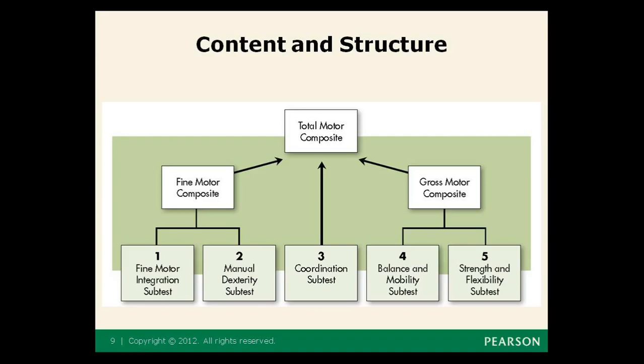So for subtest 1, fine motor integration, there are 7 items, and the items in this test require precise control of finger and hand movements, and they must be integrated with visual stimuli. The items do include things like drawing tasks, using scissors, folding paper, things like that.